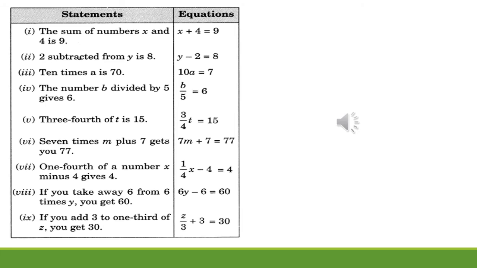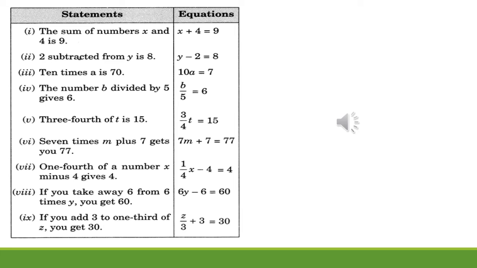Third part, 10 times a is 70. So 10 into a is equal to 70, or 10a is equal to 70. Part 4, the number b is divided by 5 gives 6. So b by 5 will be equal to 6.